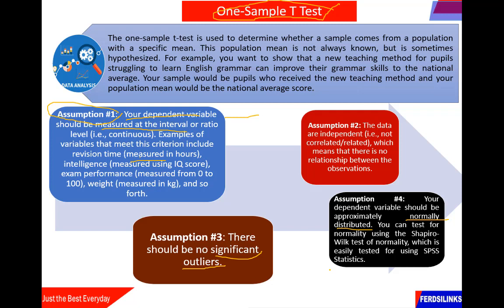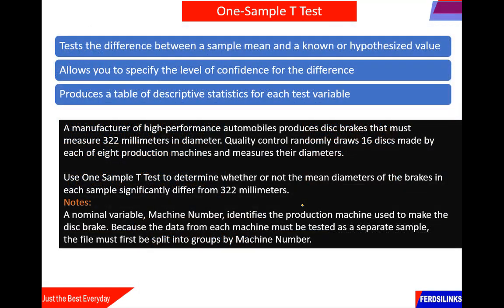And SPSS offers you different ways to test for normality. We can test for normality using the Shapiro-Wilk test, and we can test for outliers using the Mahalanobis test, which looks at the distance. So those are the 4 principal assumptions you need to evaluate before you consider running the one sample t-test.